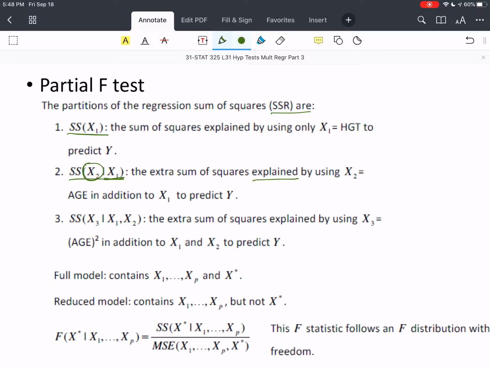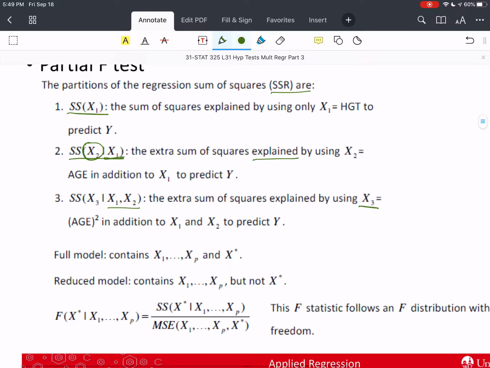So this is the additional amount. And the same thing here: the sum of squares of x3 given x1 and x2 is the additional variation that's explained by adding x3 into the model when x1 and x2 are already in the model. So this is the additional sum of squares that is explained, or that helps predict y.